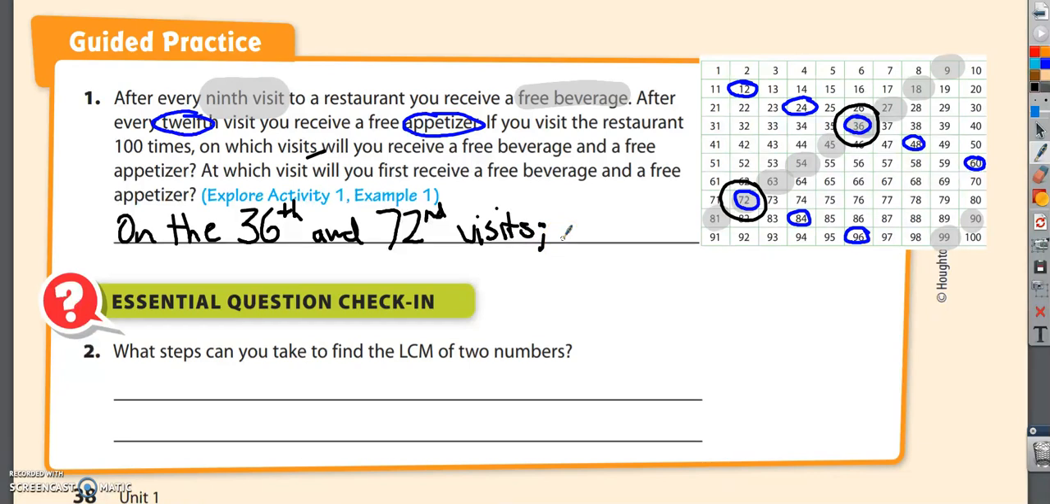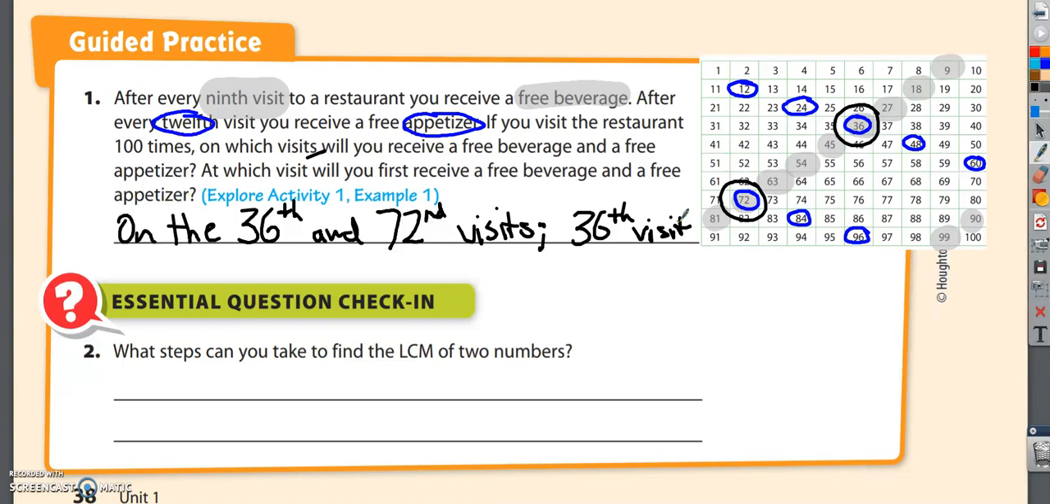The second question says, at which visit, singular, will you first receive a free beverage and a free appetizer? Well, which visit would come first? There's 2 options. It's either going to be the 36th or the 72nd visit. Clearly the 36th visit comes first. So the 36th visit is the first time you get both a free beverage and a free appetizer.